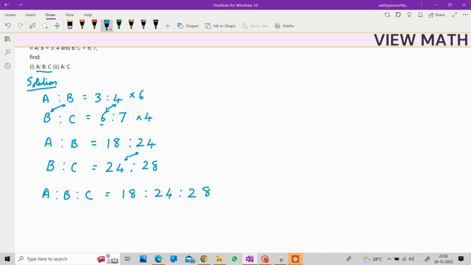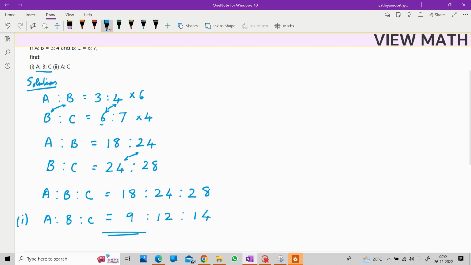I cannot leave it like this because I have to reduce to its lowest term. So you can see here 2 times 9 is 18, 2 times 12 is 24 and 2 times 14 is 28. So A is to B is to C is 9 is to 12 is to 14. And you can see this is your first subdivision.